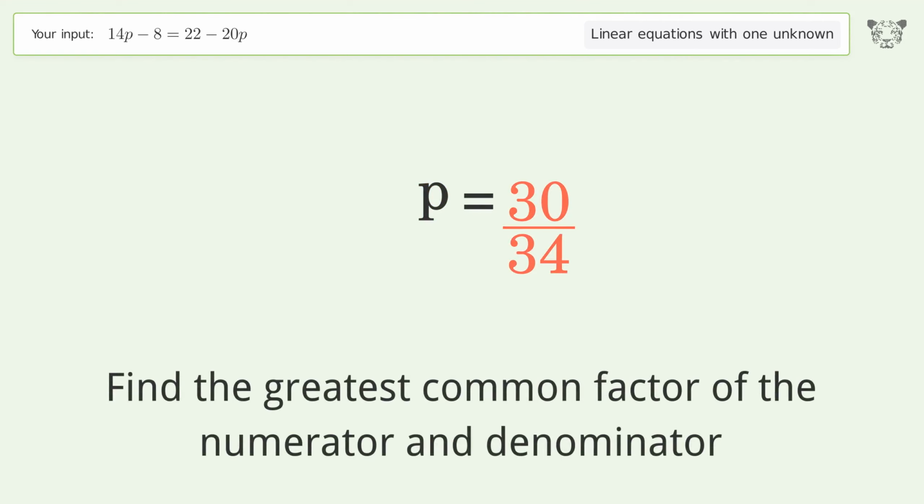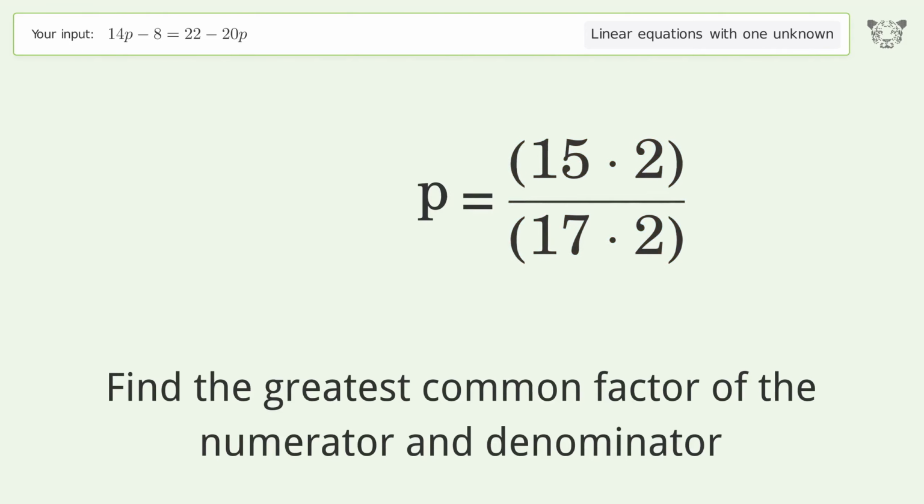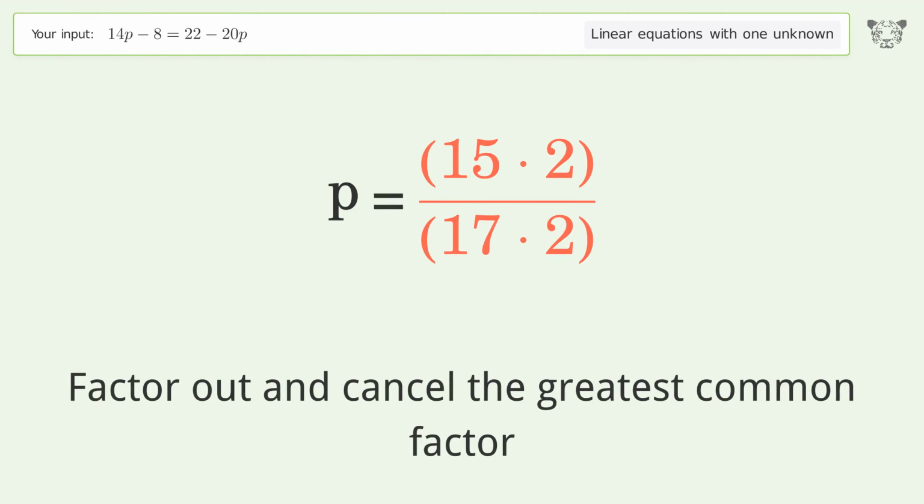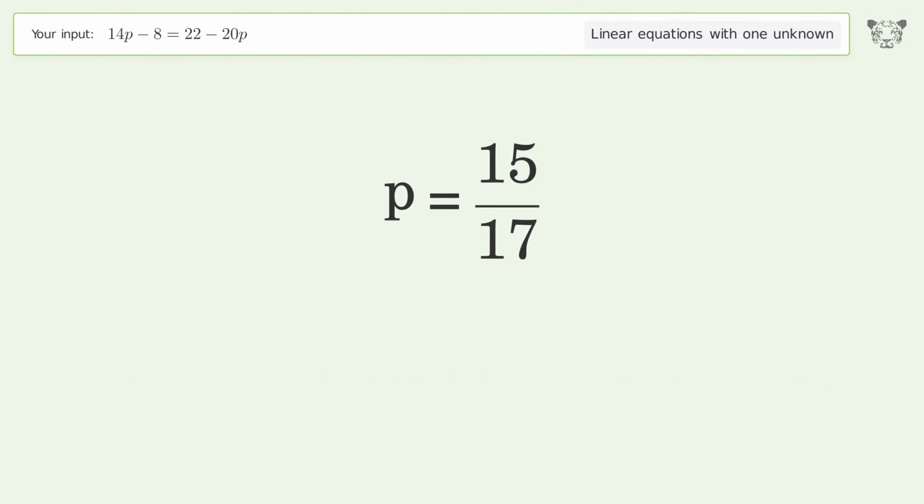Find the greatest common factor of the numerator and denominator. Factor out and cancel the greatest common factor. And so the final result is p equals 15/17.